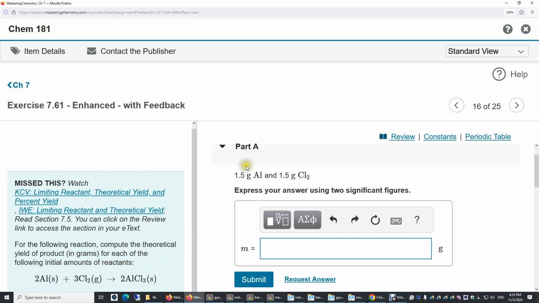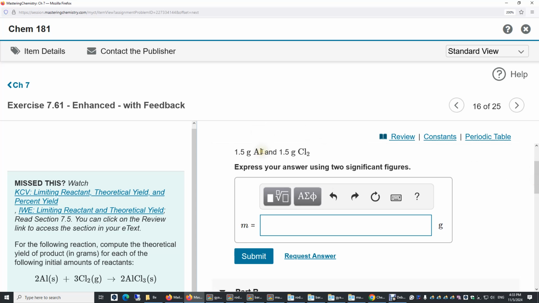of reactants: 1.5 grams of aluminum, 1.5 grams of chlorine 2. We'll just use the amount of aluminum to predict the amount of the product, and then we'll use 1.5 grams of chlorine to predict the amount of the product. And whichever number is smaller, it's going to be the theoretical yield.